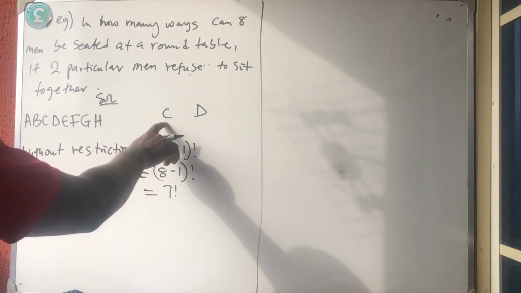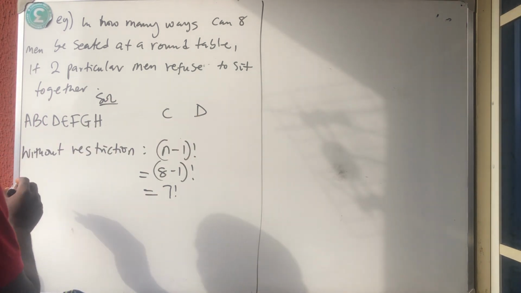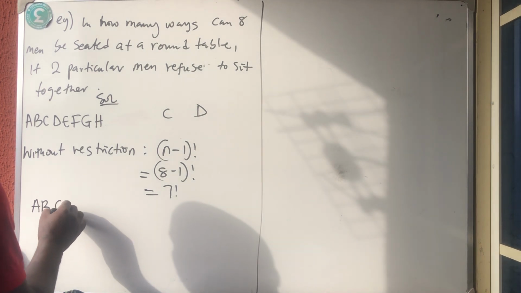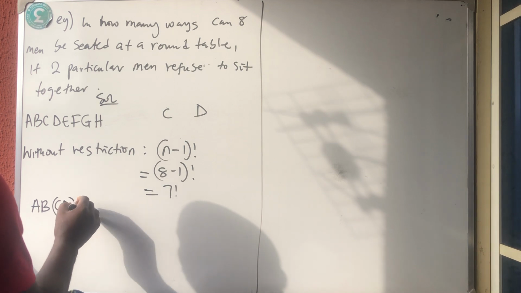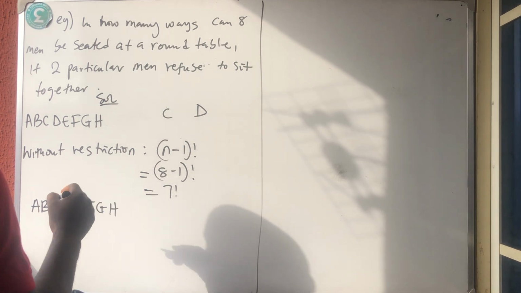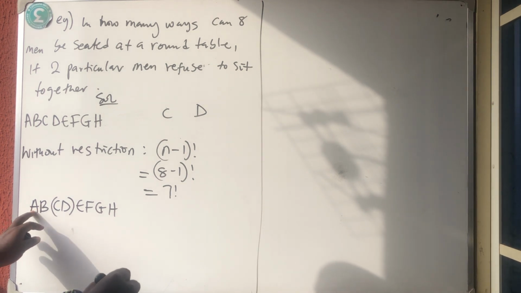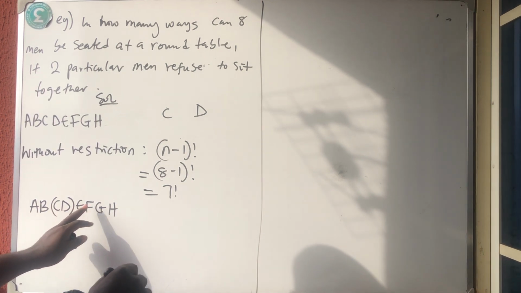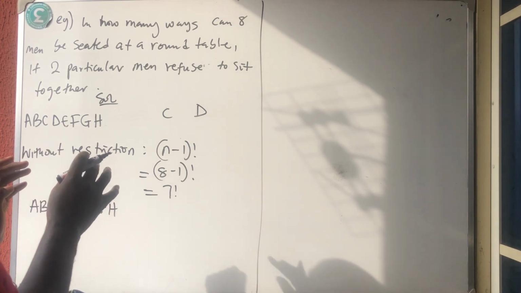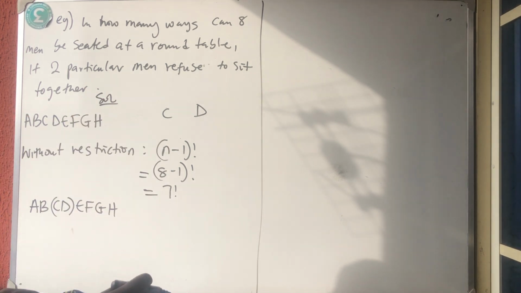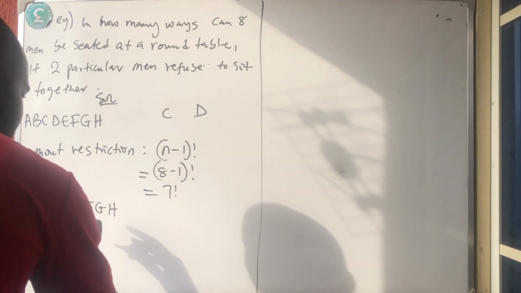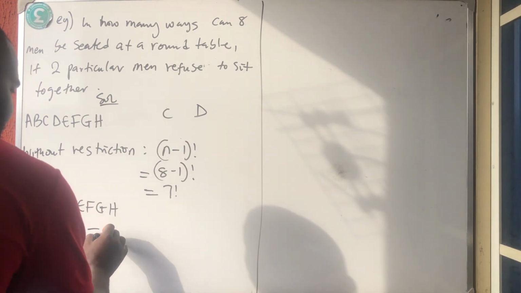So if we say that C and D are together, look at what we are going to have. We are going to have A, B, C, D together as one, then E, F, G, and H. How many do we have here now? 1, 2, 3, 4, 5, 6, 7. Now we have 7. So these 7 men are what we are now arranging in that round table.